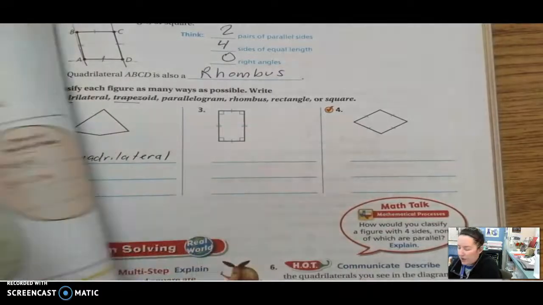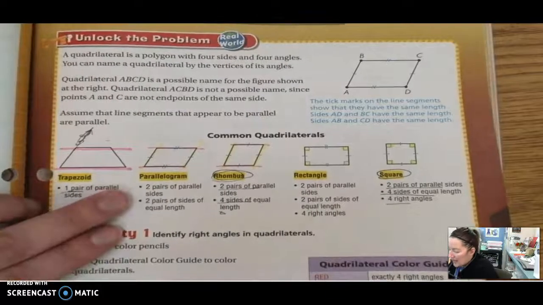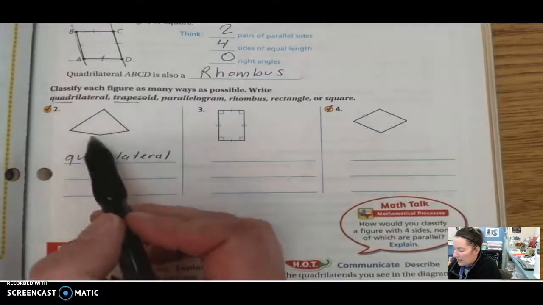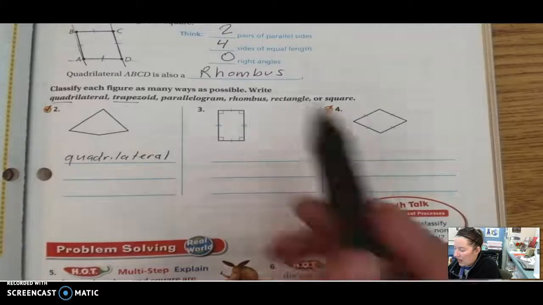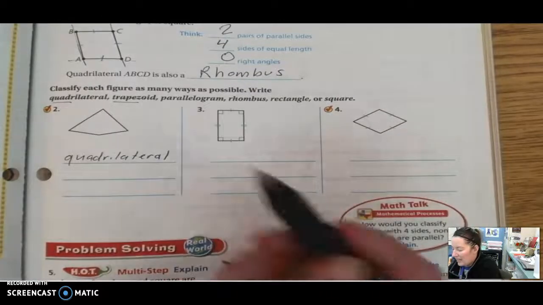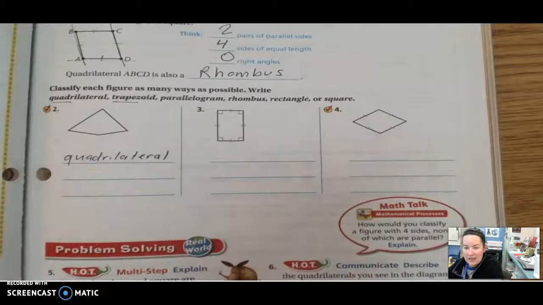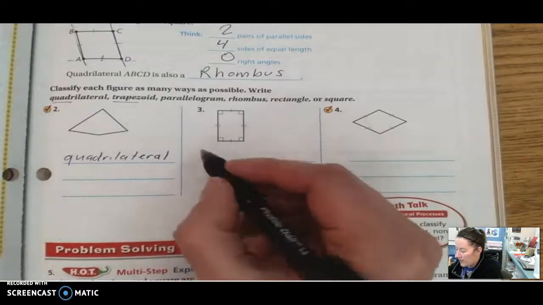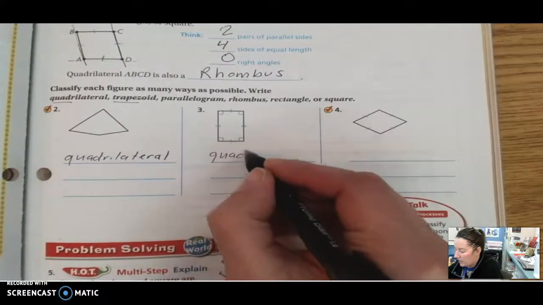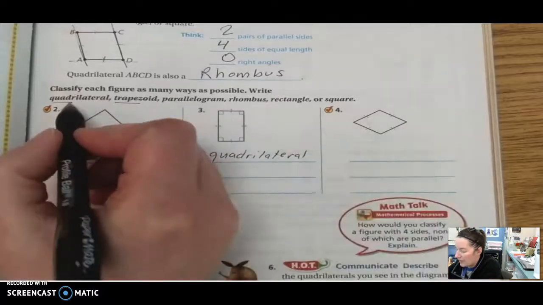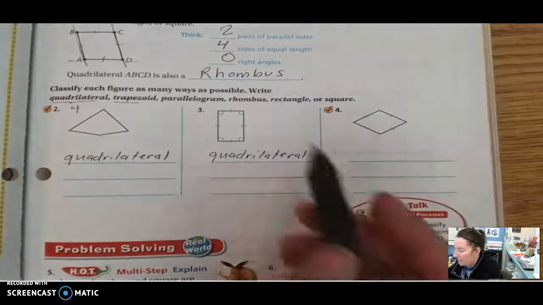How about a parallelogram? Well, a parallelogram has to have two pairs of parallel sides. This has no parallel sides, so it's not a parallelogram, not a rhombus, not a rectangle, not a square. The only thing this is, is a quadrilateral. It's nothing else. That's it. All right, let's look at this next one though. Well, it has 1, 2, 3, 4 sides, so I at least know it's a quadrilateral, because a quadrilateral is any shape with 4 sides.